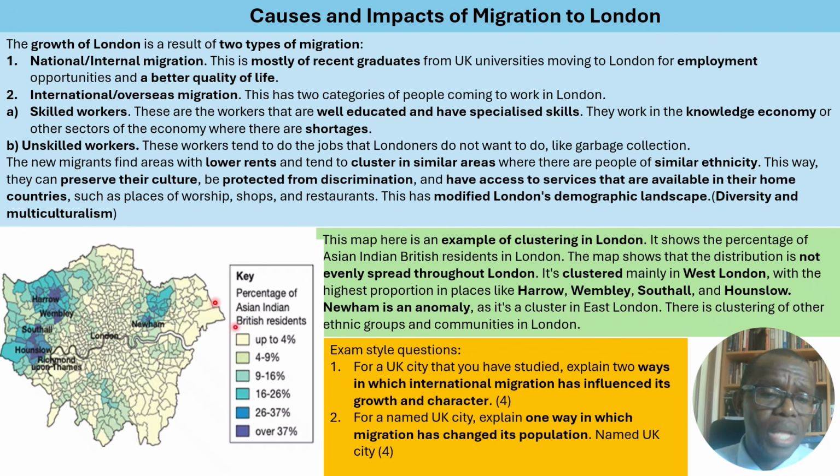But then you can actually see that the concentration is around this area here. So the west of London, so places like Hounslow, Southall, Wembley and Harrow. And then you have an anomaly here, which is Newham in East London. So they are mostly found in West London. And then there's this anomaly here in Newham. But then their distribution across London is uneven, because there are areas where they are not as many.